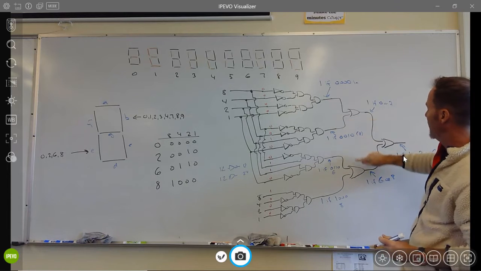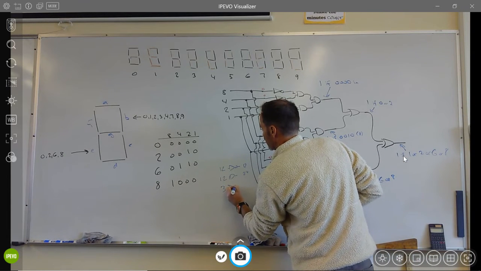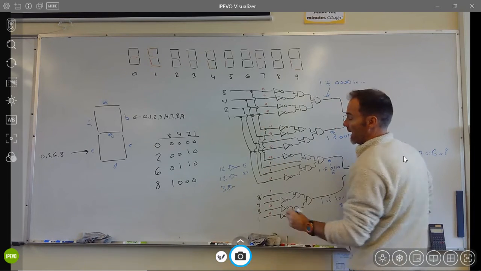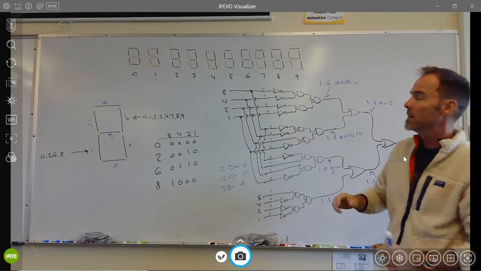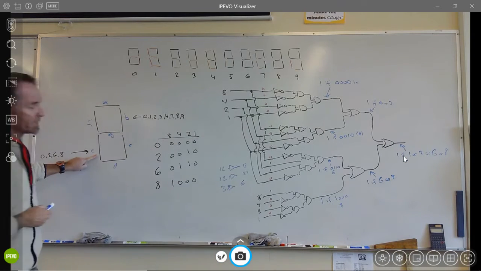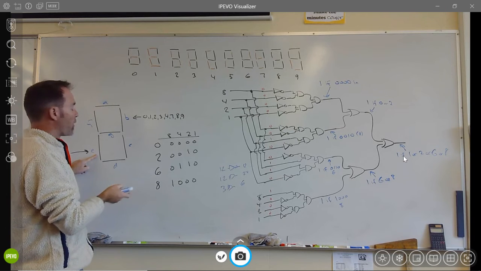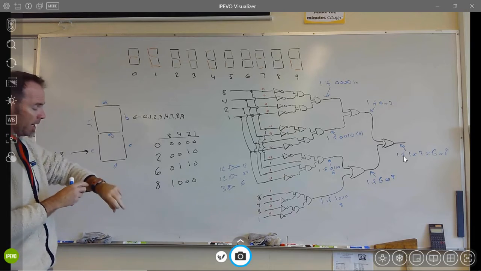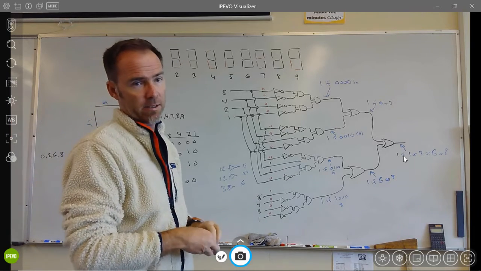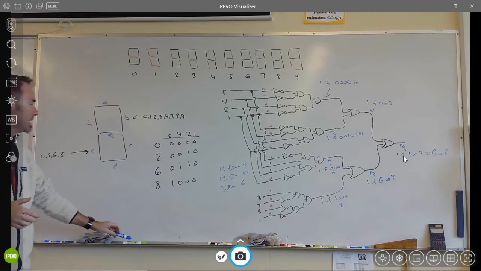I have 1, 2, 3 OR gates. And that would be 2 transistors each, so 6. So basically, to control this one segment, I would need 36 plus 6, 42 transistors just for that one segment in one of the 12 of these guys. Okay, so that's going to be the D. That's going to be the E segment.